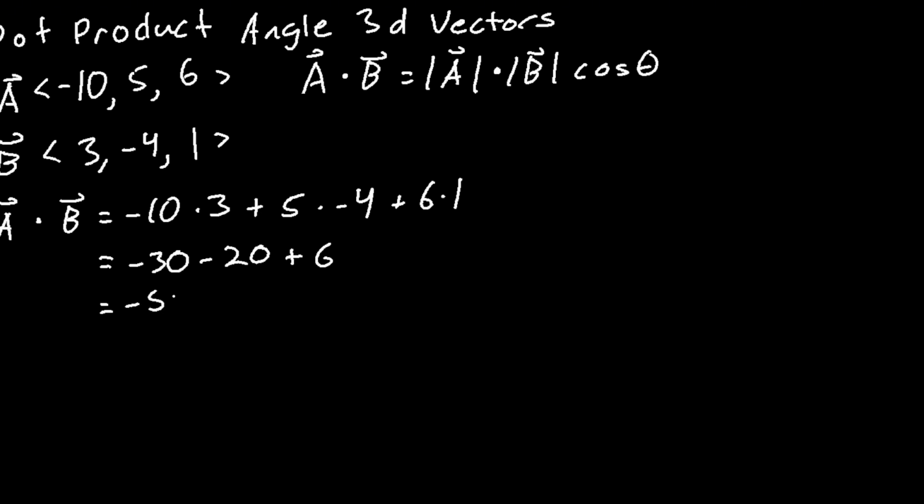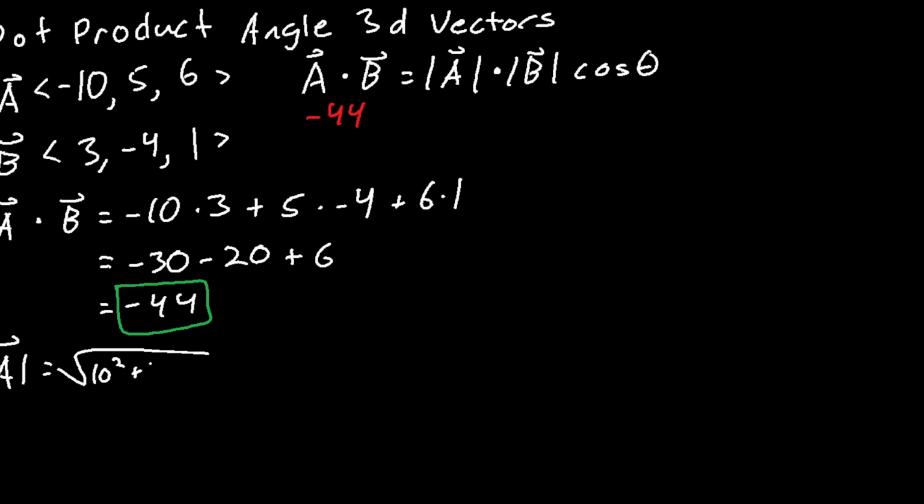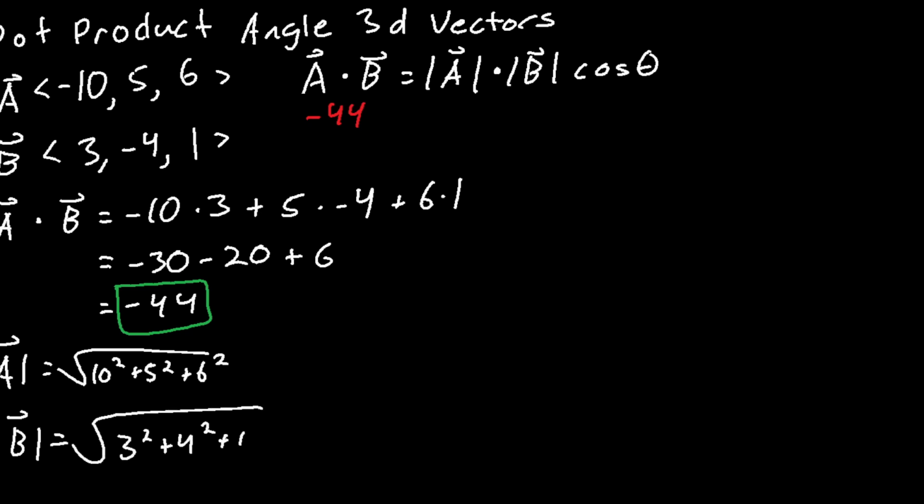Plus 6, okay, let's just write down negative 44. Yes, hopefully I'm right. Okay, let's put a square around this and then write down negative 44 for the dot product here. So the magnitude of vector A is equal to the square root of 10 squared plus 5 squared plus 6 squared. The magnitude of vector B is equal to 3 squared plus 4 squared plus 1 squared.